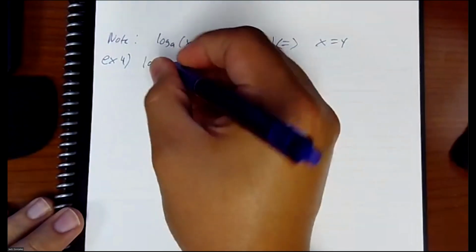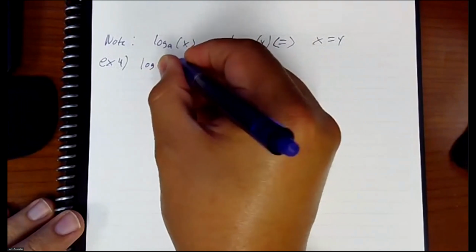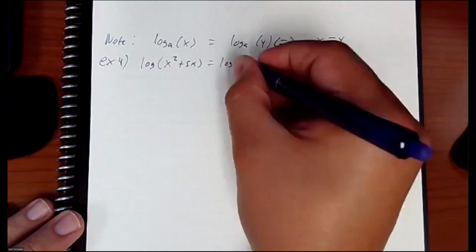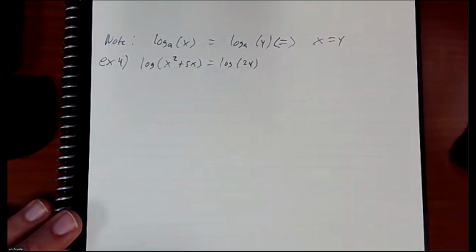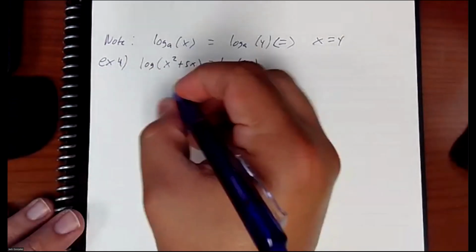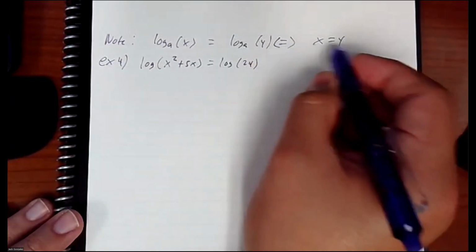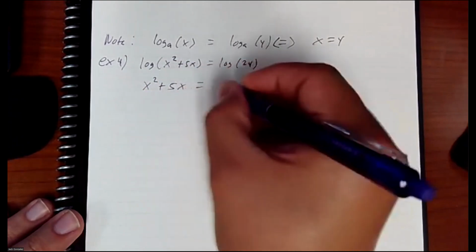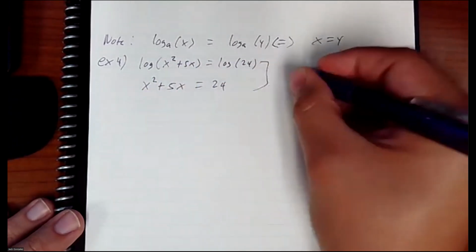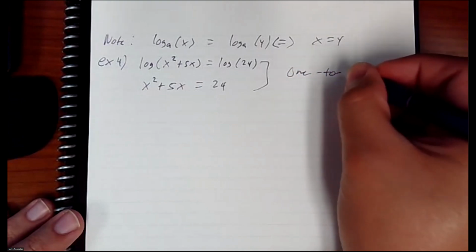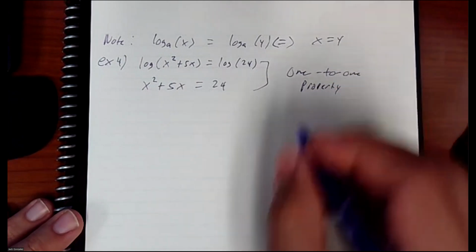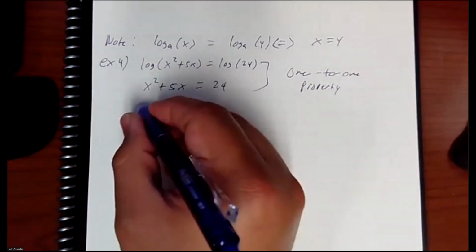Log of x squared plus 5x is equal to log of 24. So if the bases match, the common log says that you can set the arguments equal to each other, so you'll get x squared plus 5x equal to 24 by the one-to-one property. So at this point, you solve a quadratic and you're good.